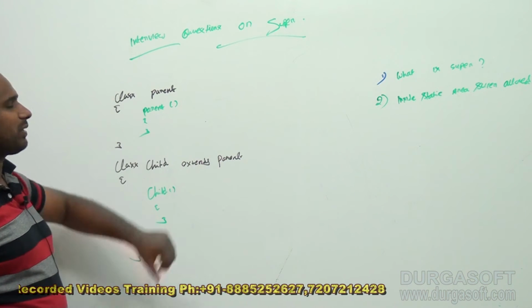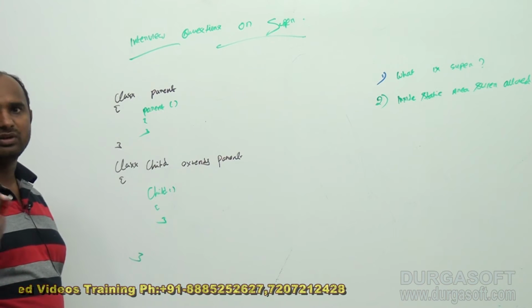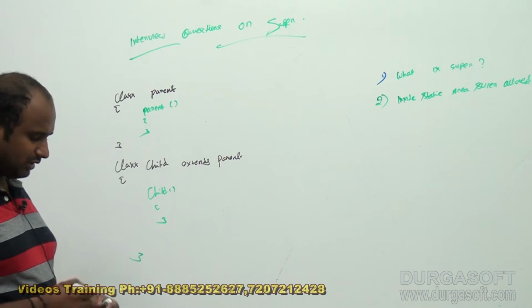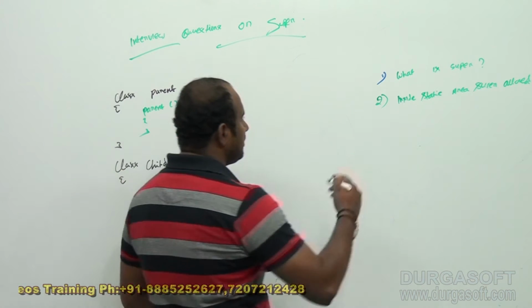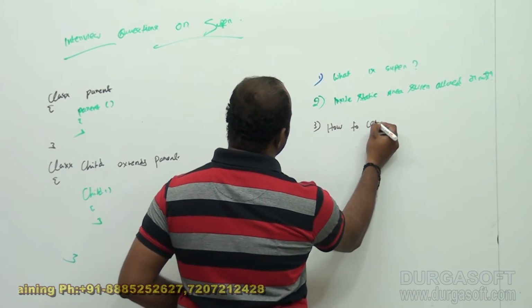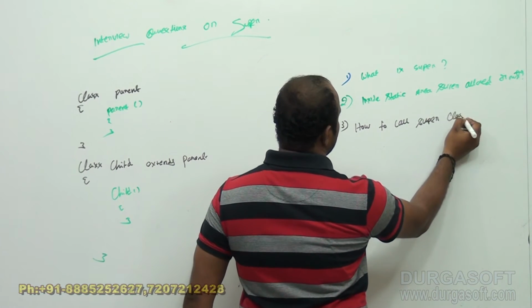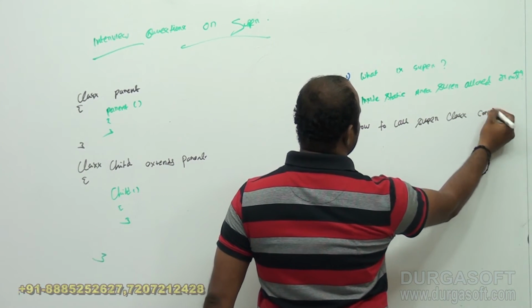How to call the super class constructor? To call the current class constructor, we simply use which keyword? The this keyword. The next question: how to call the super class constructor?